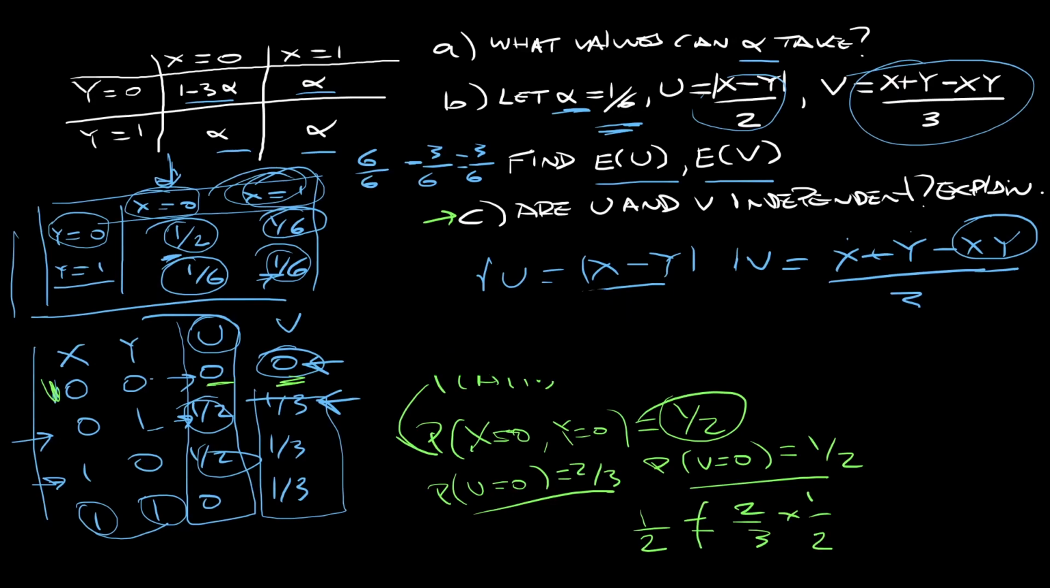So the answer to this question is no. U and V are not independent. And the reason why is that 1/2 is not equal to 2/6.